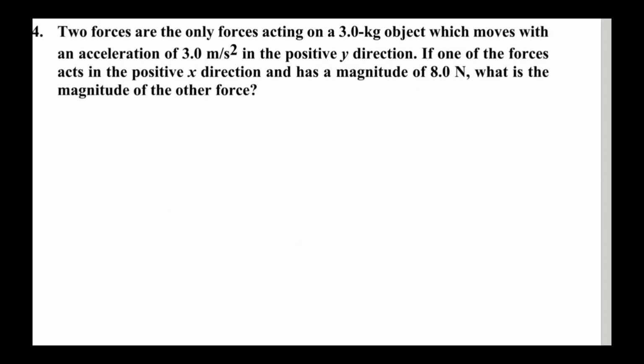Two forces are the only forces acting on a 3 kilogram object which moves with an acceleration of 3 meters per second squared in the positive y direction. If one of the forces acts in the positive x direction and has a magnitude of 8 newtons, what is the magnitude of the other force? Now we have here in this situation an object of 3 kilograms and an acceleration of 3 meters per second squared in the positive y direction. One of the forces is in the positive x-axis with magnitude equal to 8 newtons. We would like to calculate the magnitude of the other force.